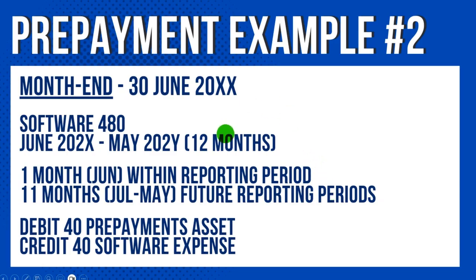So what would the formula be again? 480 divided by 12 times by 11. Now there is a danger here that you could do this journal, I should have put a big cross here, but I haven't. There's a danger here that you could do 480 divided by 12 times by 1 and do 40 to the prepayment asset and 40 credit software expense. It's not the reporting period amount that is the prepayment. It's the amount for the future periods or period. So it should be 440. So 480 divided by 12 times by 11.